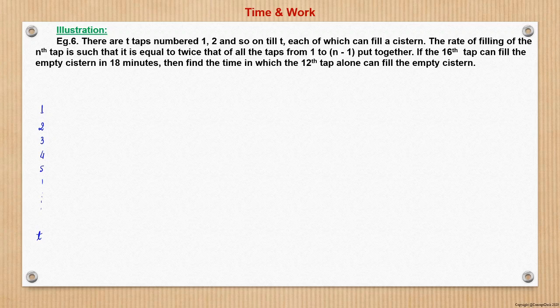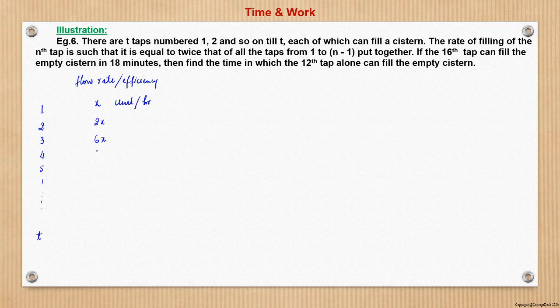right? Now it is said that the rate of filling of the nth tap is equal to twice that of all the taps from 1 to n minus 1. So let the first tap's flow rate or efficiency be x units per hour, right? Sorry, for the second pipe it will be 2x, double the previous one. For the third pipe, it will be double the summation of the previous ones. So for the third pipe, the summation is 2x plus x is 3x, double of 3x is 6x.